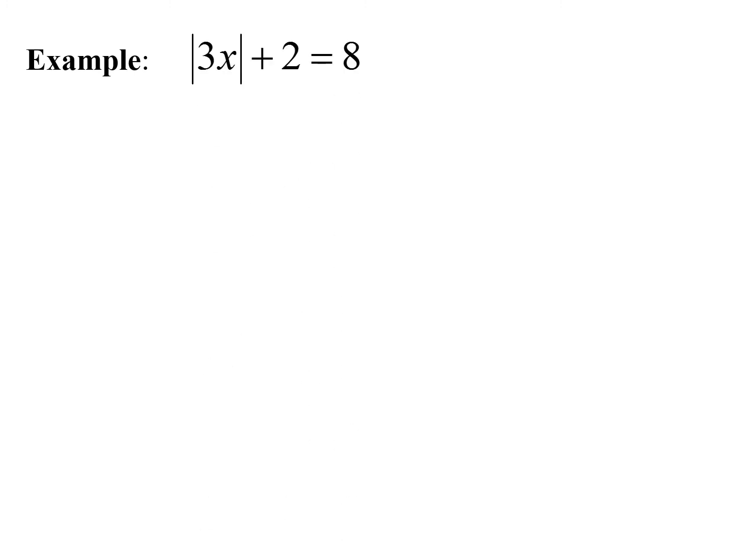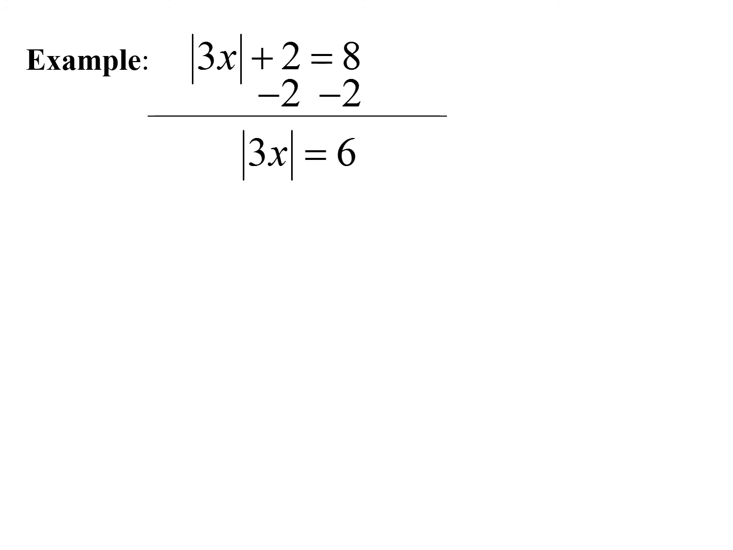For our next example, we have the absolute value of 3x, outside the absolute value, plus 2 is equal to 8. Again, in order to split my equation, I need to have the absolute value alone on the left-hand side. So I want to subtract 2 from both sides. So we get the absolute value of 3x is equal to 6.